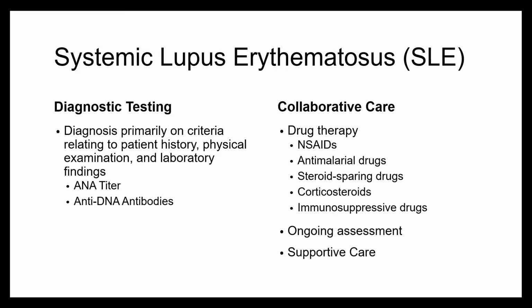As I mentioned, you don't have to know all 11 criteria, but just understanding that it takes at least 4 of the 11 criteria to be present in order to support that diagnosis for the physician to determine that it is most likely lupus.